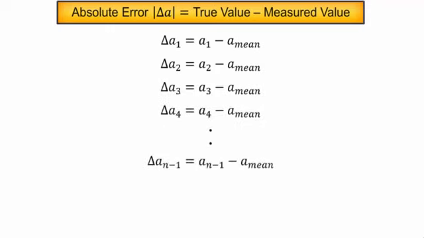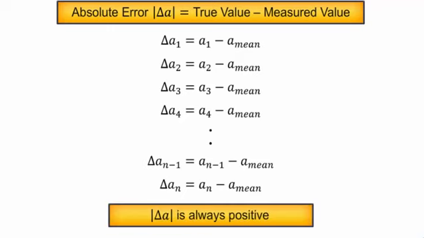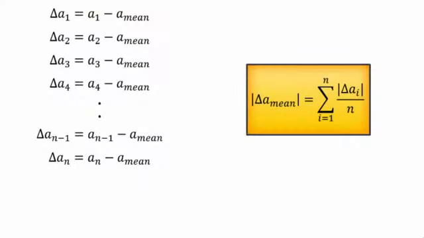Since an arithmetic mean is considered the true value, delta A1 is equal to A1 minus A mean. Delta A2 is equal to A2 minus A mean, and so on till delta An is equal to An minus A mean. Individual error, delta A, may be positive or negative. However, absolute error, mod delta A, is always positive. Mean absolute error is the arithmetic mean of absolute errors of all measurements.